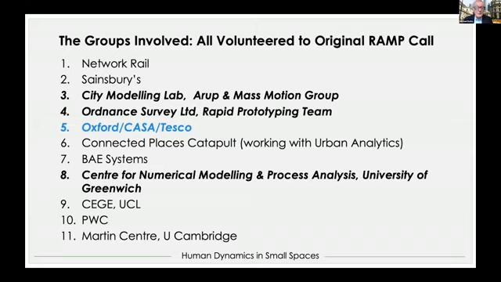Connected Places Catapult, BAE Systems, and then Ed Galea will talk tomorrow. He's from the Fire Safety Group, the Centre for Numerical Modelling at the University of Greenwich. And then we had a number of other groups who were involved, from our original RAMP volunteers. Of course, there are many other examples that we could include, but our focus in terms of selection has been largely through the lens of RAMP and who volunteered initially about a year or so ago.